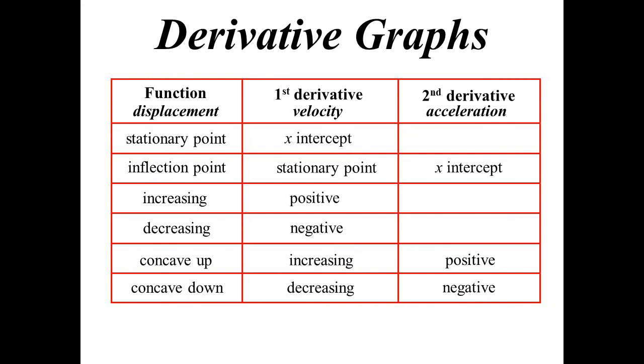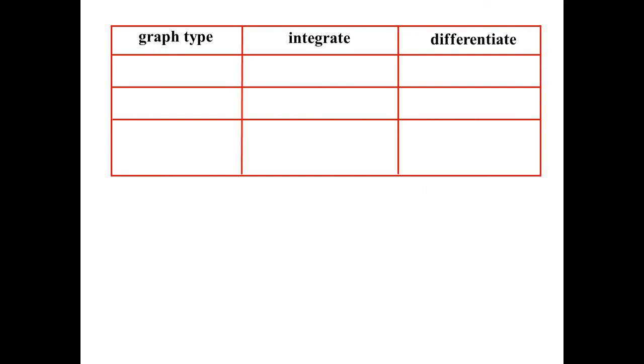And then we can do a similar thing for concave down. Original graph concave down, first derivative will be decreasing, the second derivative will be negative. What about the actual shape of the graph?